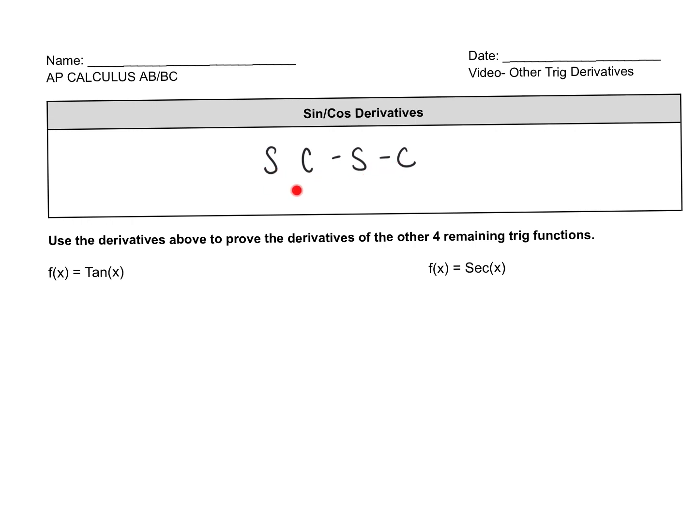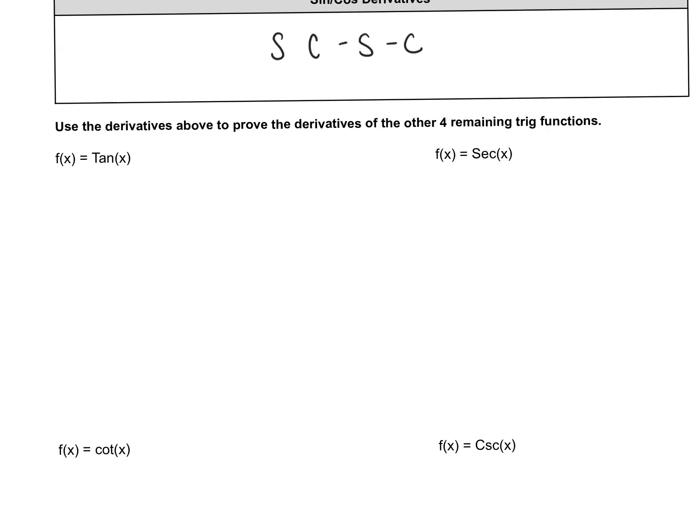So the derivative of sine would be cos, derivative of negative sine would be negative cos, and if I want to find the derivative of the last piece, I just go around and start again. So the derivative of negative cos would in fact be sine. So what we're going to do now is use these derivatives and prove and derive the derivatives of the other four remaining trig functions. So let's start with tangent.